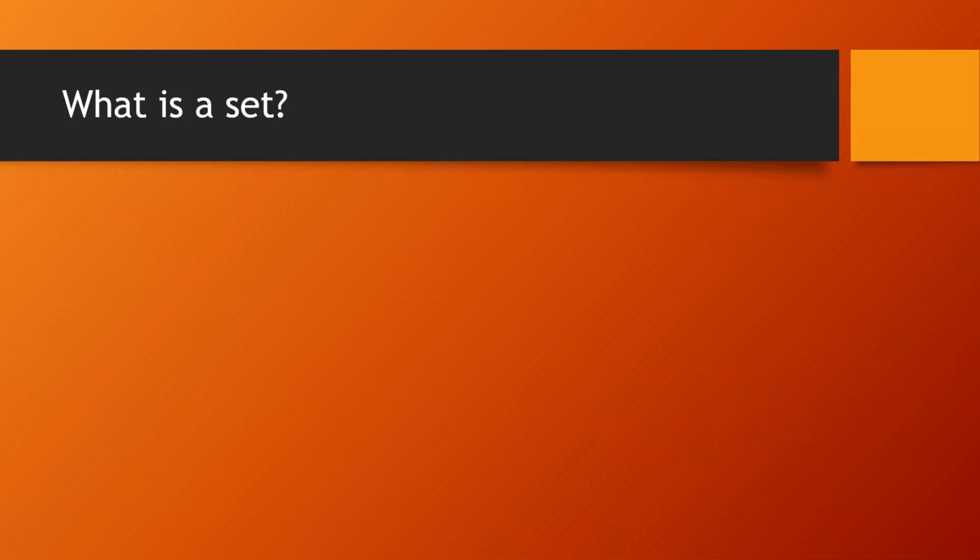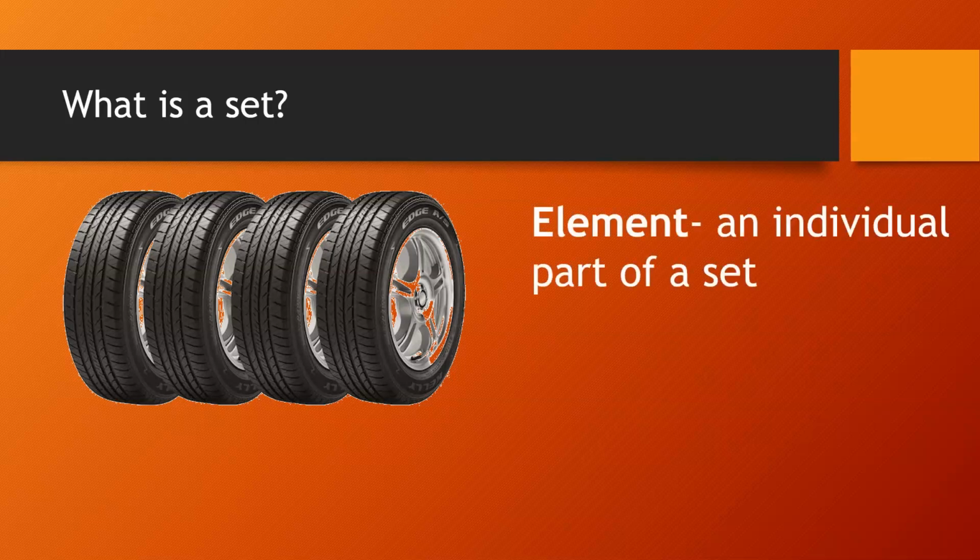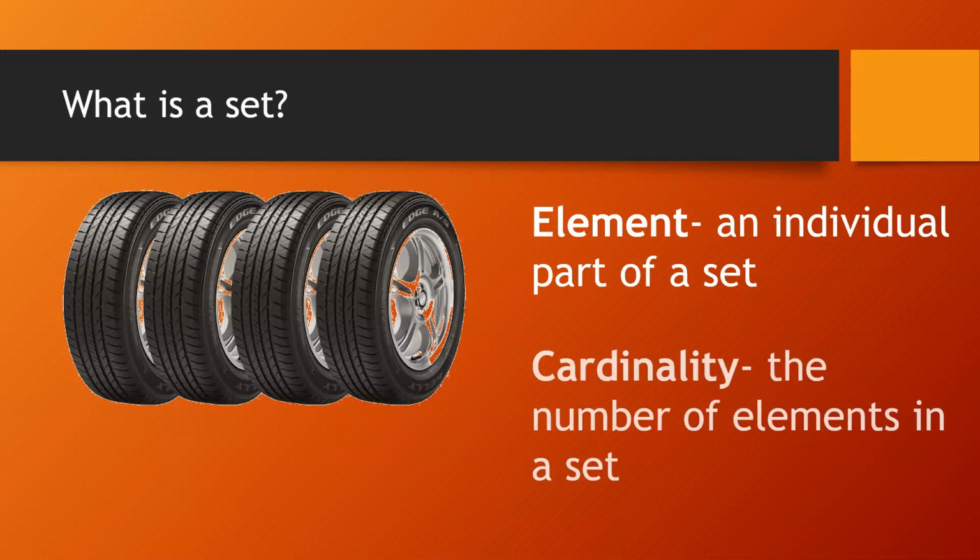A set is a collection of objects. That's not a new idea to us. After all, we talk about having a set of tires on our car. Each of the individual pieces of that set are called an element. So with a set of tires, each individual tire is an element of the set.